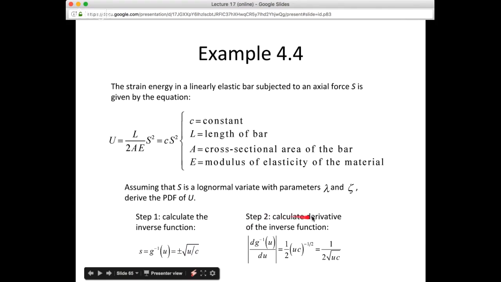Step 2 is we calculate the derivative of the inverse function. We're going to take the absolute value of it, so we don't really care about the plus or minus anymore. And when we do that, we just basically end up with a 1/2, and then of course U to the minus 1/2. The C is also in the denominator as square root of C, so just changing up the notation here, if you simplify that, that becomes 1 over 2 square root of UC. So that's our derivative of the inverse function with respect to U.